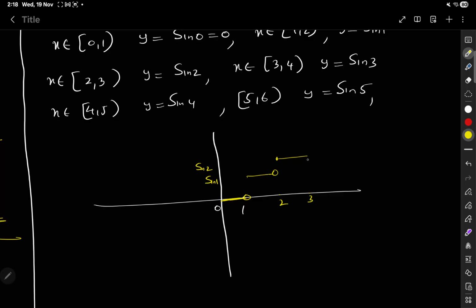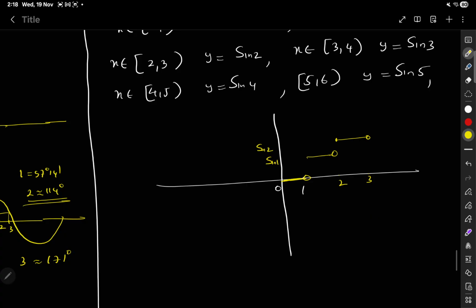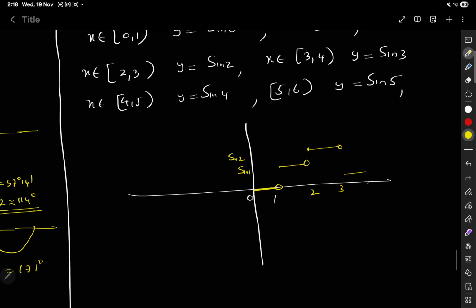Okay, 3. Now sine 3. What is sine 3? Where is 3? This is 1, this is 2. 3 is 3 times 57, so it is less than 180, 171 degree approximately. So it is close to 180. So it is clear that sine 3 is smaller than sine 1, smaller than sine 2. So sine 3 is smaller than both of them. So sine 3 will be somewhere here. This is 4.